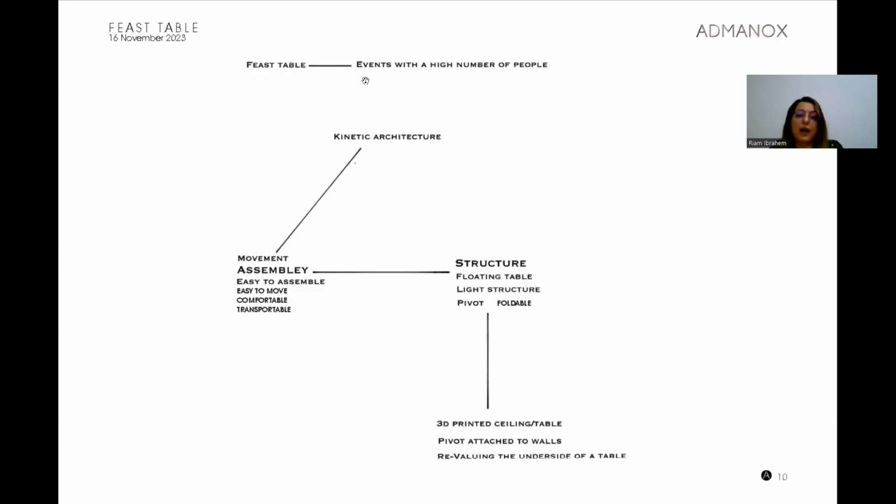So feast table is about events with a high number of people. And it led me to kinetic architecture, as this is an Admanox project, a 3D printed table. And it's about the movement of the client or the person and the table, the object. And it's about how easy it can be assembled, how easy to move it around, and how comfortable it is to store it as well. And it's easy to transport as well. The structure, I would like it to be a very light structure, it's foldable, and obviously is a 3D printed structure.